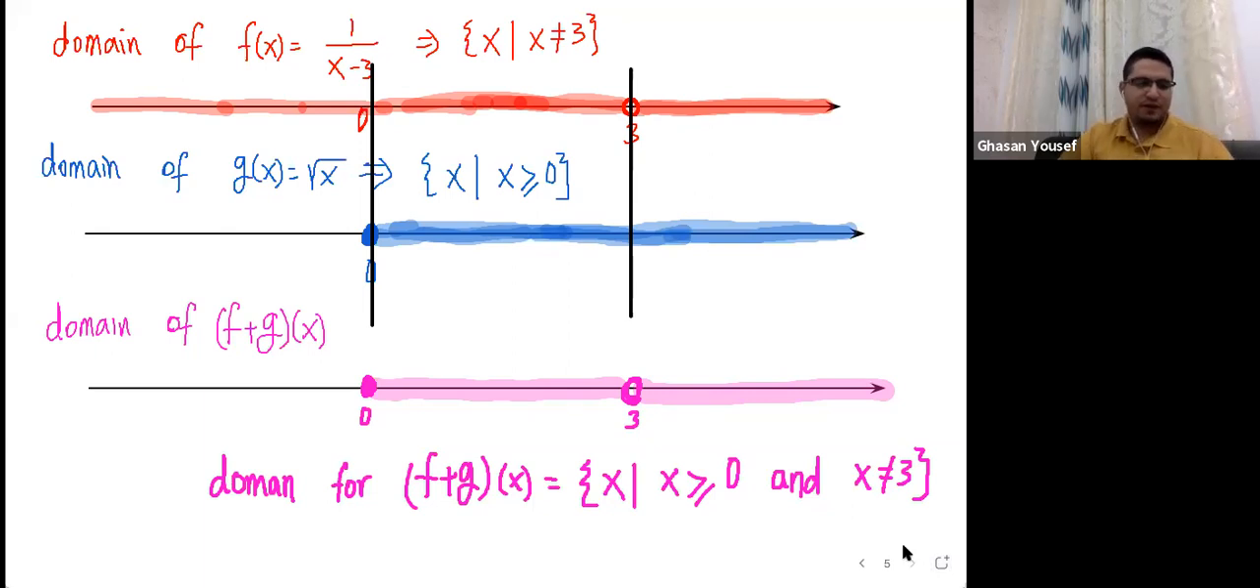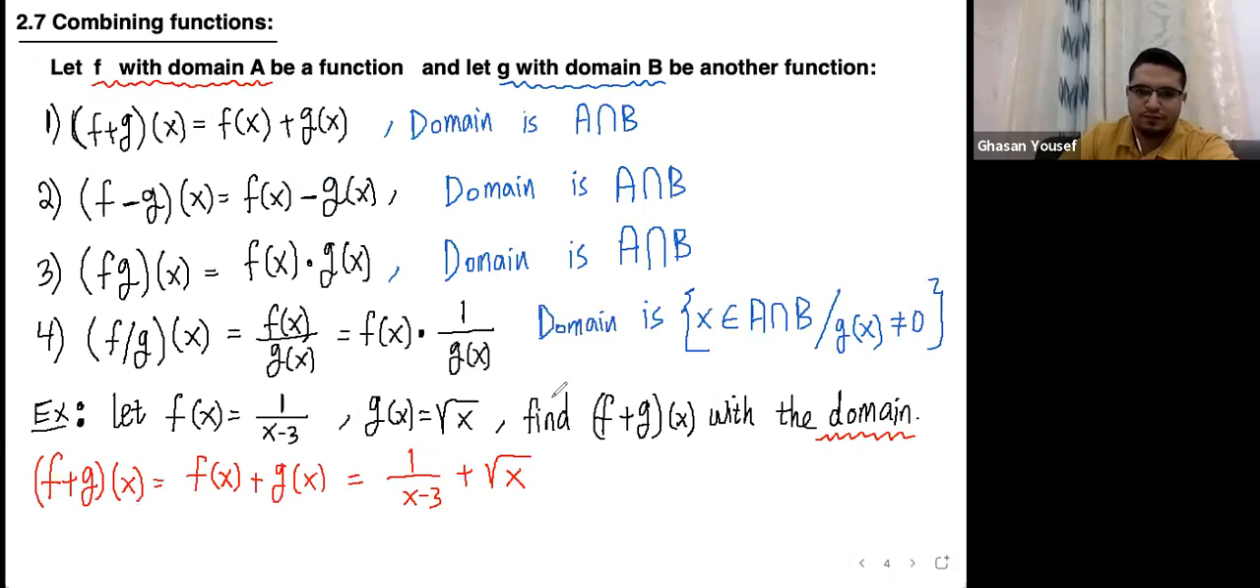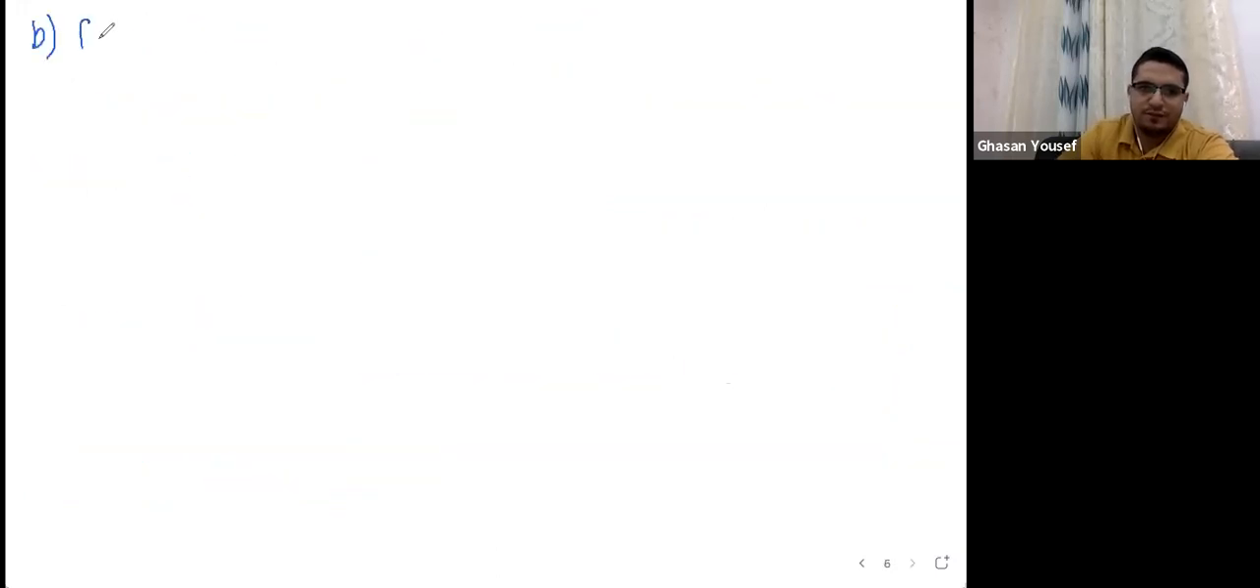So I have another part of this question. The question now is find f plus g of 4. For the same question, I have part B. This is part A. Now B, find f plus g for the function at 4.